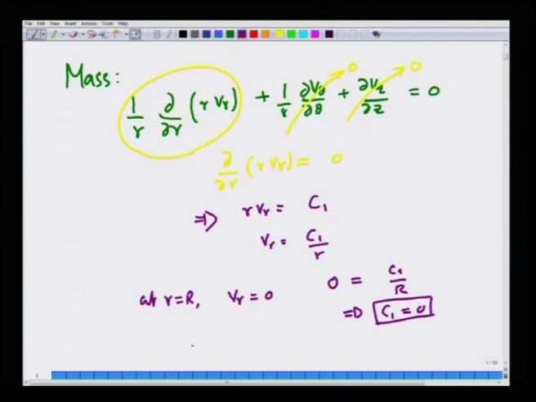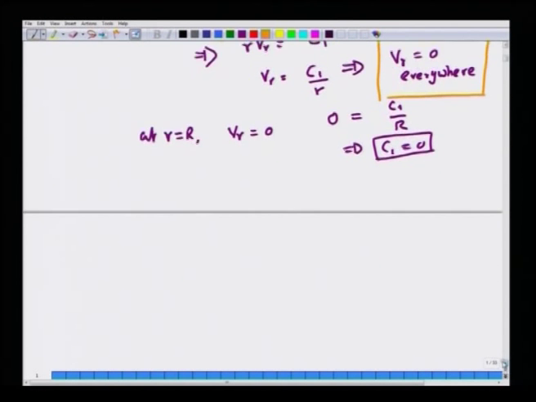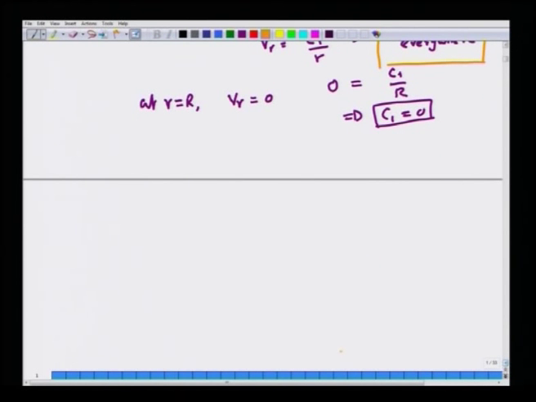If the constant c 1 is 0, this equation tells you that v r is 0 everywhere in the domain. It is not just 0 on the walls, it is 0 everywhere in the domain. So, the continuity equation automatically tells you that if you assume that the flow is axis symmetric and fully developed, then there is no reason for us to have a velocity in the r direction, in the normal direction. So, that is the input from the continuity equation.